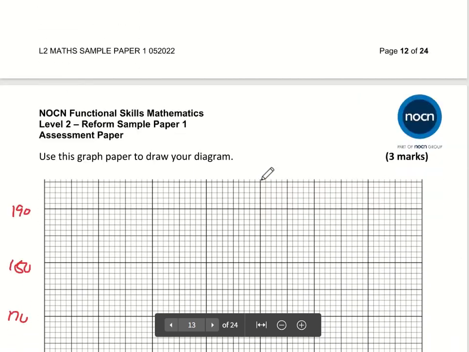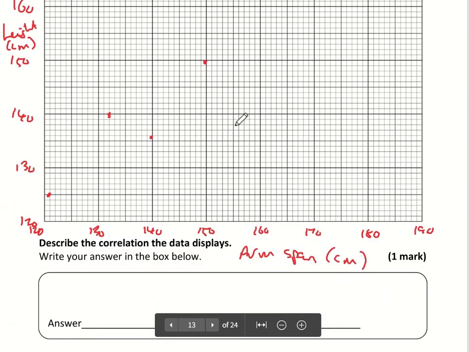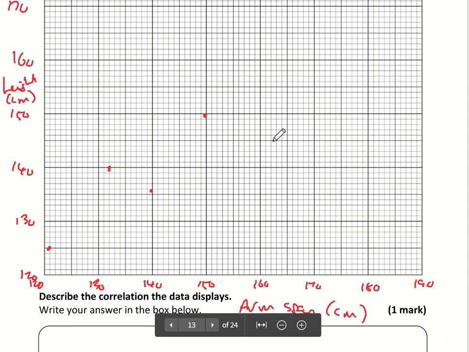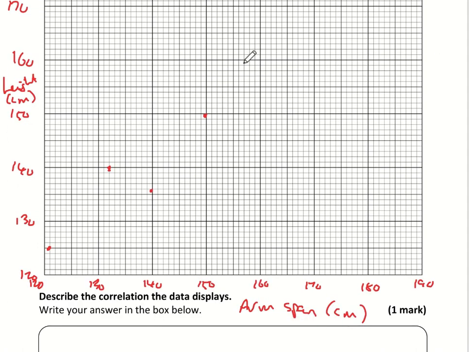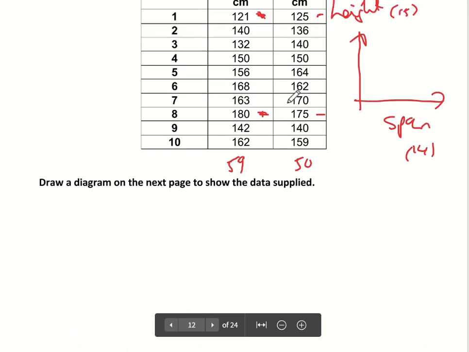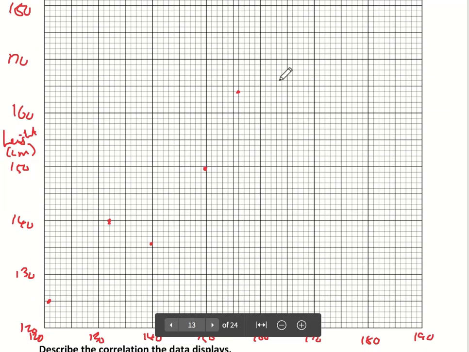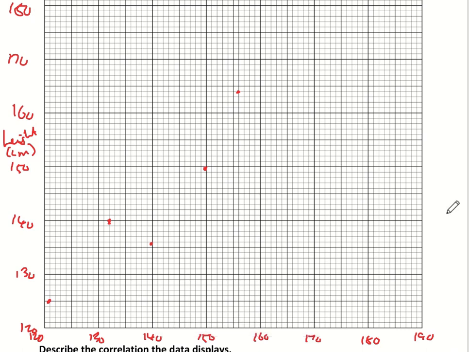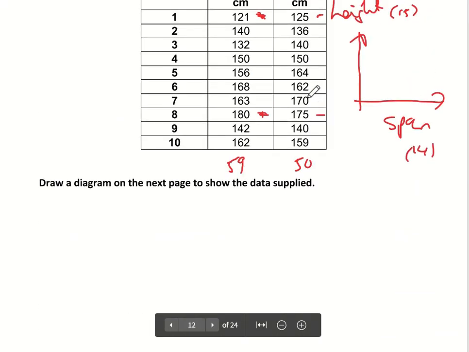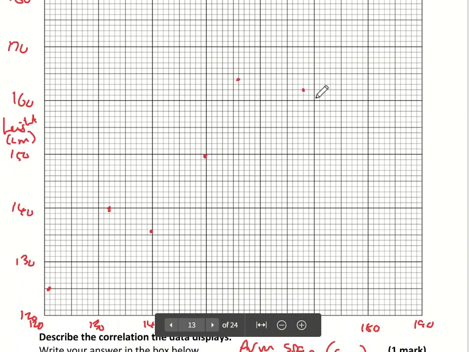156, 164. So 156, 160, 1, 2, 3, 4. We'll stick that one there. 168, 162. Sorry, I appreciate this is really boring. 168, 162. I think that's right. Yeah, looks good. 163, 170.